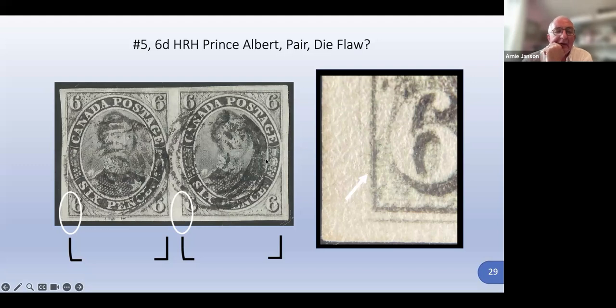Now, is this a reentry? No, because if it happens on more than one stamp, it's not a reentry. It must be on the transfer die. And maybe it came on the crack die. Maybe it was a reentry on the crack die or a master die. But it looks like whatever it is, it's been transferred through these two positions. I haven't done more research to figure out if it's on all positions on the plate or not. It's a die flaw, possibly.